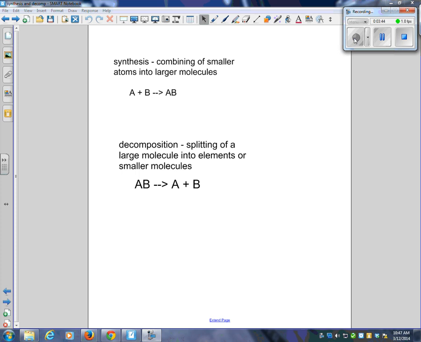Moving on to page 234. So what is a synthesis reaction? Synthesis reactions involve the combination of smaller atoms and their molecules into larger molecules. Ashton, you can write that down now.